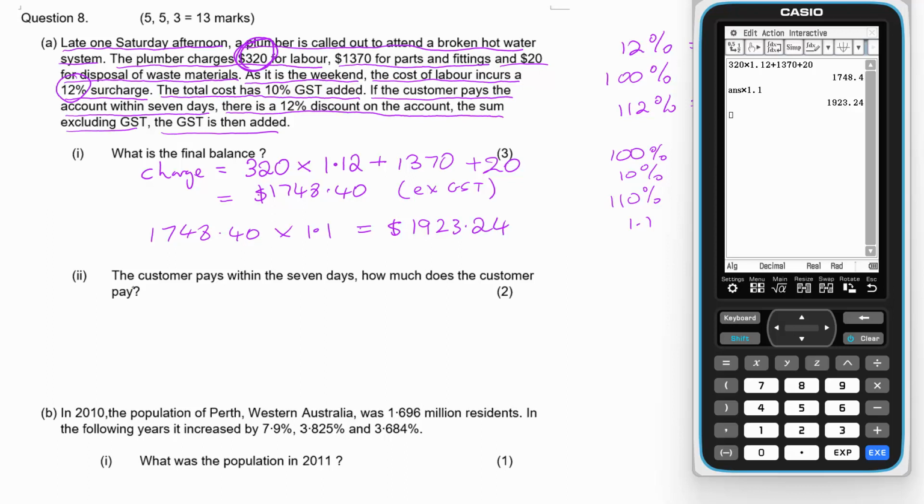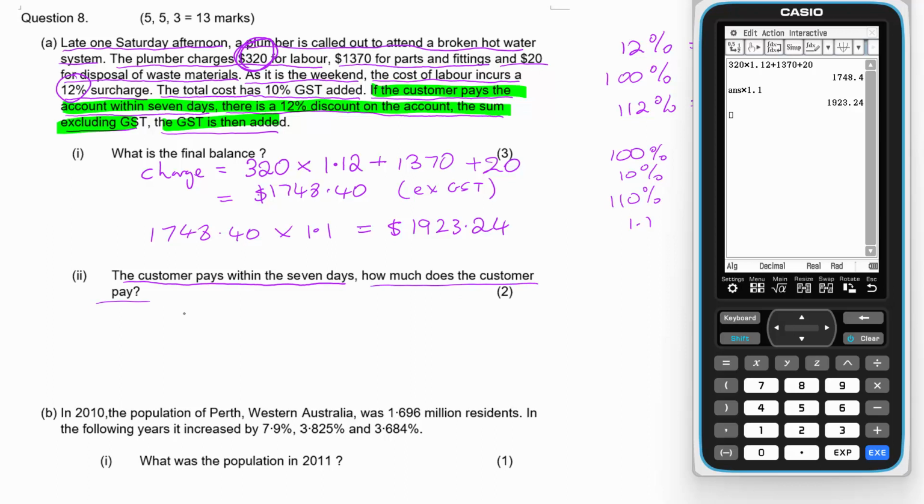So the customer pays within the 7 days. So what does it say about the paying within 7 days? If the customer pays the account within 7 days, there's a 12% discount on the account, but that's just the amount excluding GST, and then we add the GST on. So how much does the customer pay?